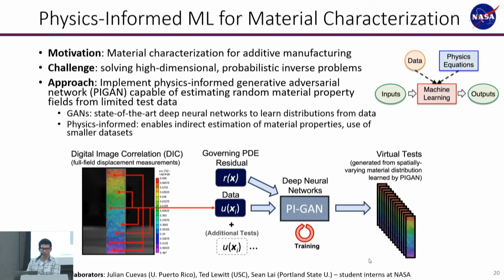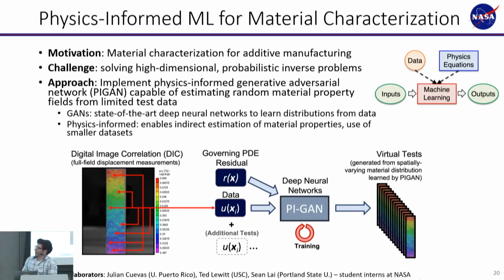The physics-informed part allows us to relate material properties to the thing that we can measure. So it allows us to solve the inverse problem. And by knowing physics knowledge in this problem, we can use theoretically smaller data sets to get these estimates.